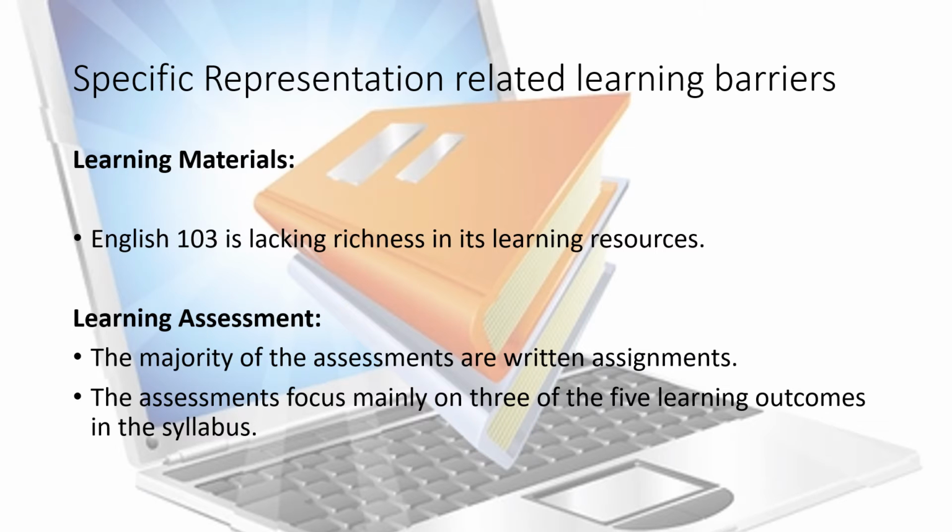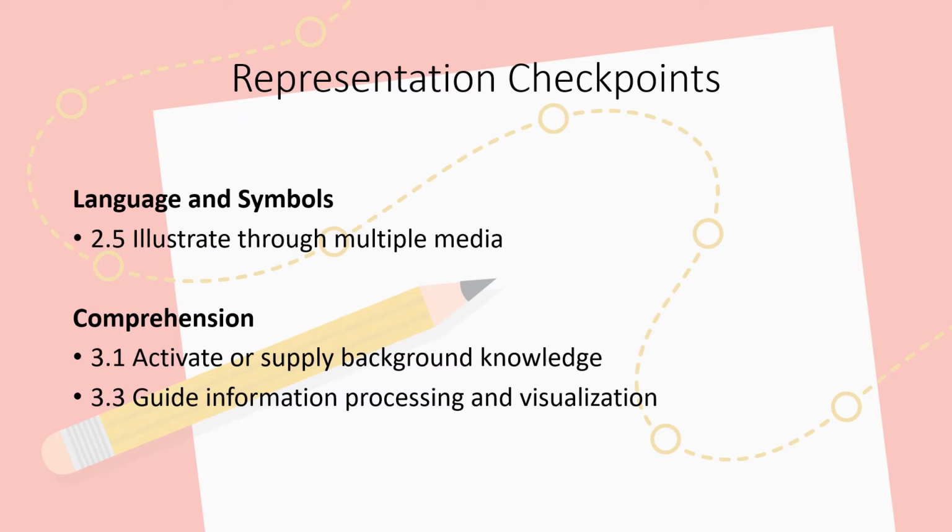Specific representation-related learning barriers are found under 2 curricular components: learning materials, which 103 is lacking in resources, and learning assessment. The majority of the assessments are written assessments, and the assessments focus mainly on 3 of the 5 learning outcomes. The representation checkpoints I've considered to address this critical event would be language and symbols with specific attention to 2.5, illustrate through multiple media, and comprehension with specific attention to 3.1, activating or supplying background knowledge, and 3.3, guiding information processing and visualization.